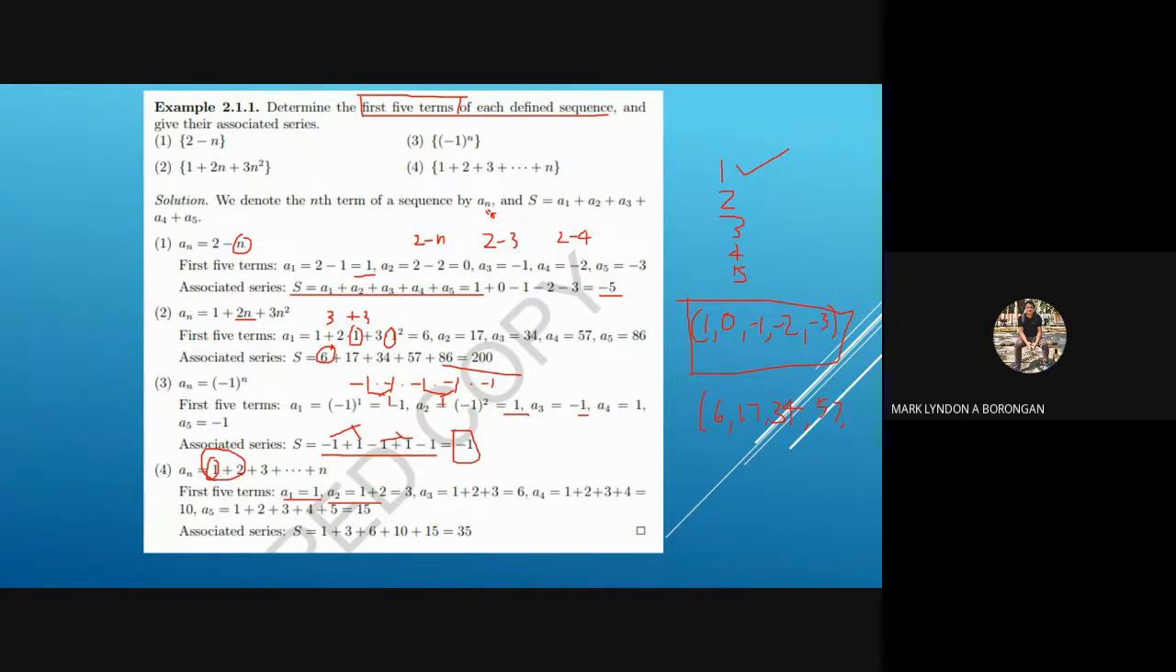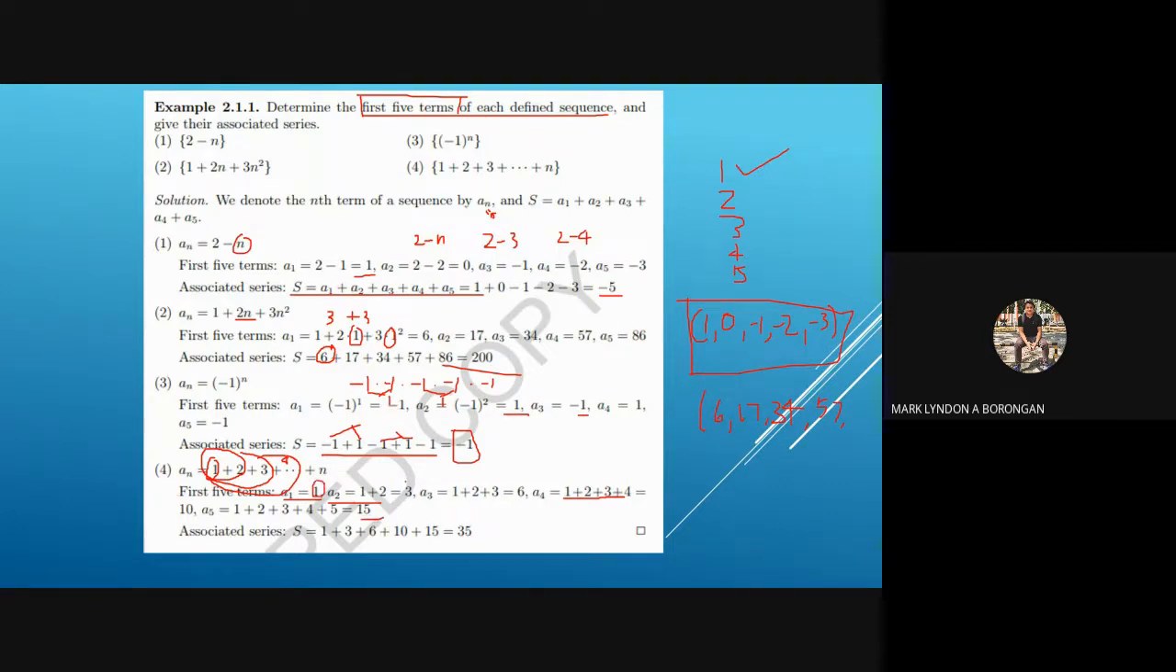Next, for the third term, you will also include 3. So you include the 3, and it becomes 1 plus 2 plus 3, which is equal to 6. Okay? Next, A sub 4. In A sub 4, you will also have to add 4. So 1 plus 2 plus 3 plus 4, which is equal to 10. And lastly, A sub 5, you just add the numbers up until 5 and you'll get 15. Now, don't forget the sums.